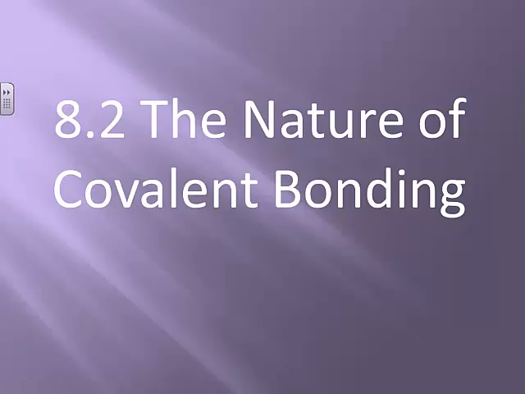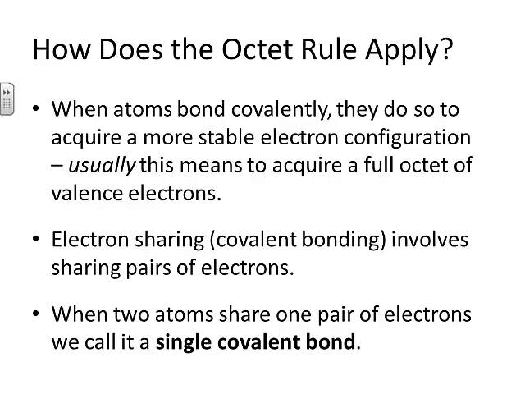Welcome to the nature of covalent bonding, our first section of this unit since section 1 was covered with chapter 7. Now let's look at the octet rule again. When atoms bond covalently, they do so to acquire a more stable electron configuration. Usually this means to acquire a full octet of valence electrons.